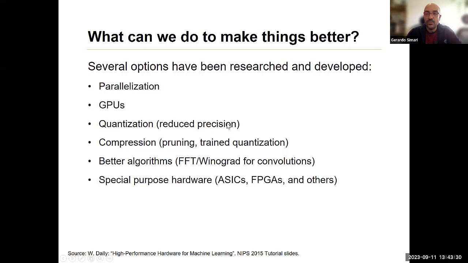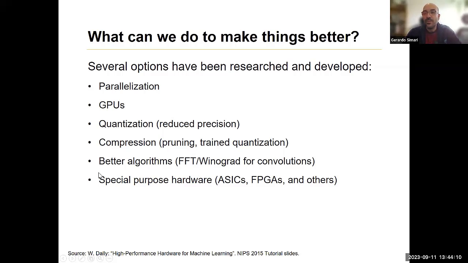Quantization, which is essentially what I mentioned today, is reduced precision. Compression has also been a pretty old technique from the 90s. I think Yann LeCun published the seminal paper on this, where you can try to get rid of connections that are not being used, or not participating a lot in the computations. Of course, there are also better algorithms like fast Fourier transforms or Winograd convolutions. This is essentially math and engineering research going into these things.